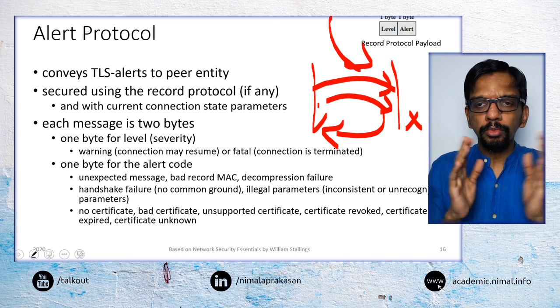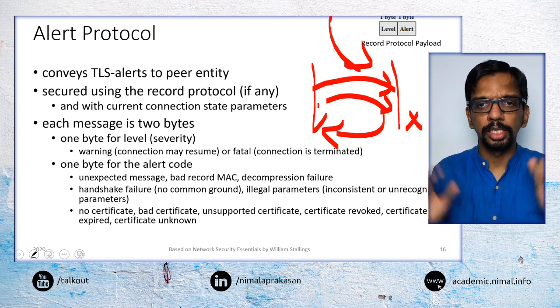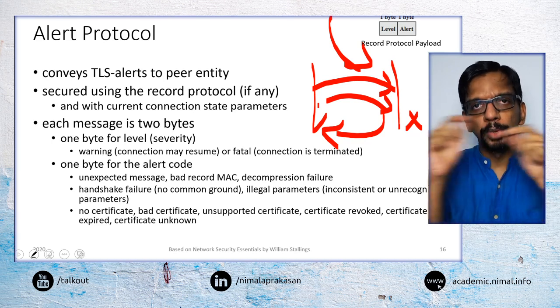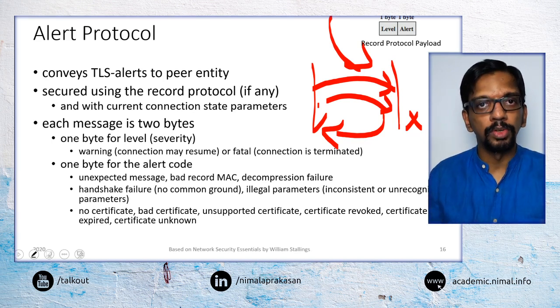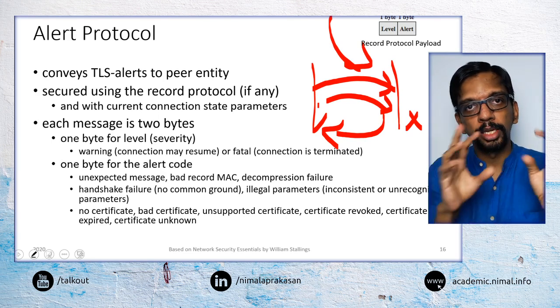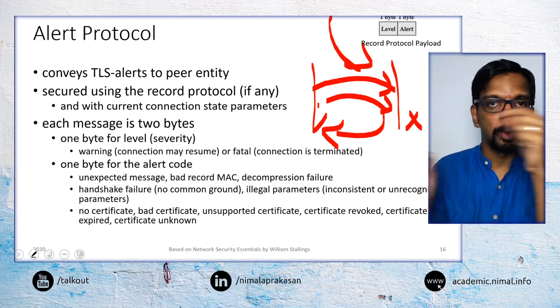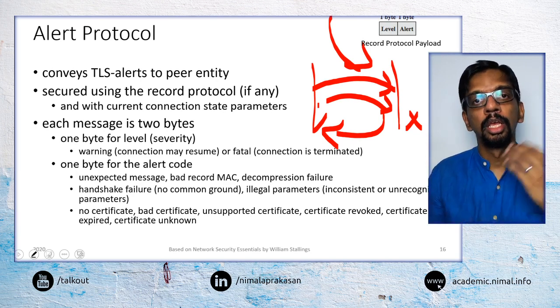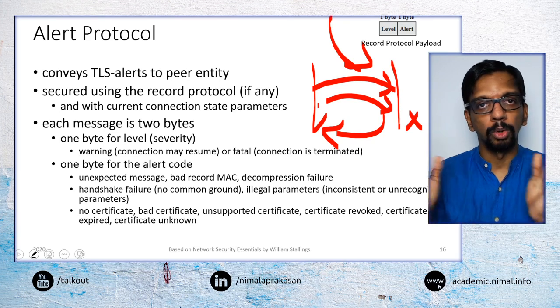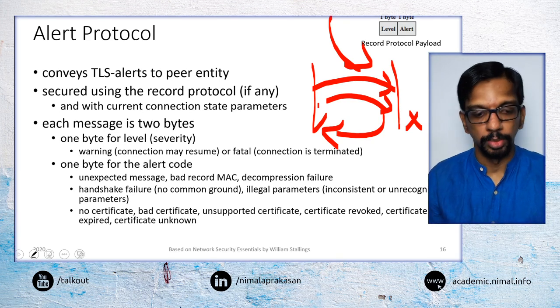So the main functionality of the alert protocol is for both parties engaged in the communication to communicate additional information relevant to the communication. This is not about communicating the actual information. This is about the connection and the session, and whether there are any issues relevant to that. So this is mainly to convey such information.